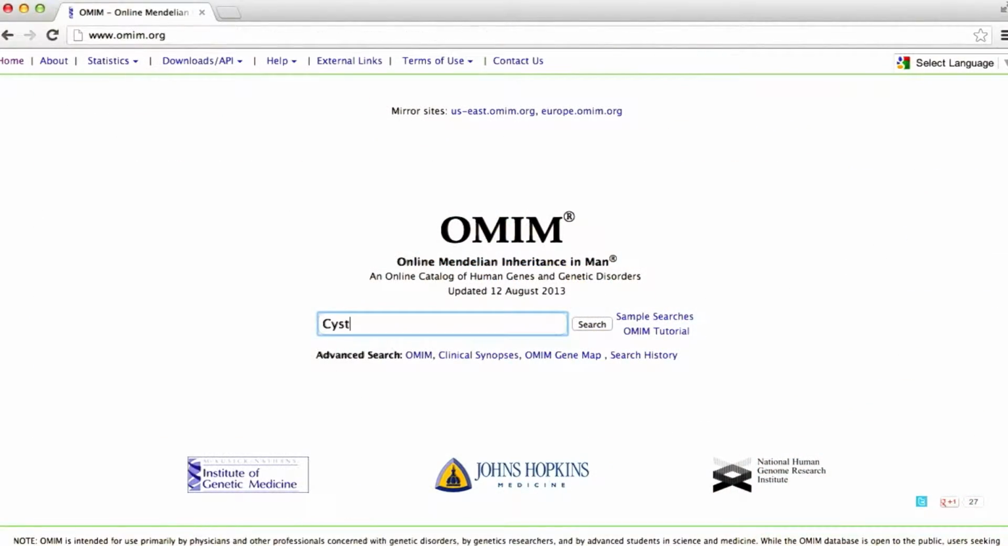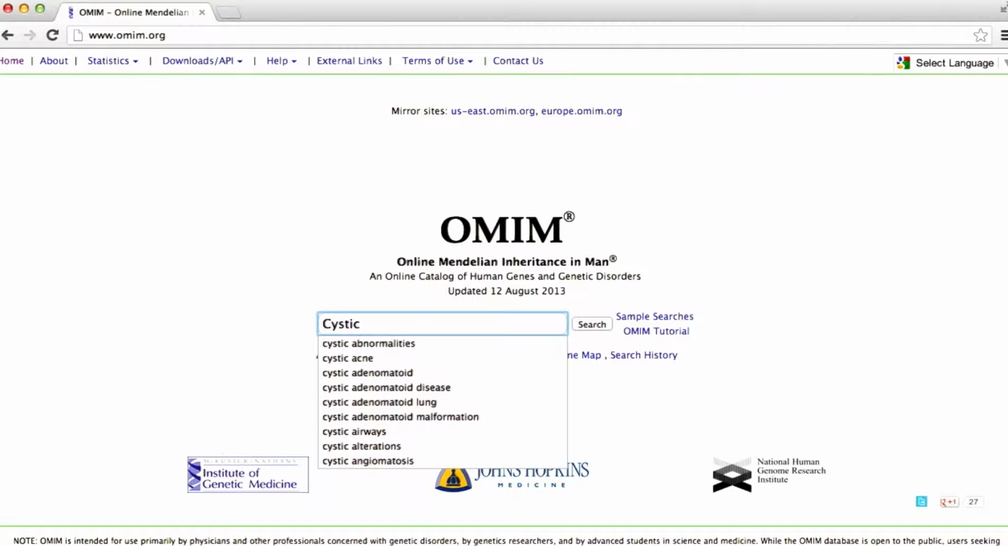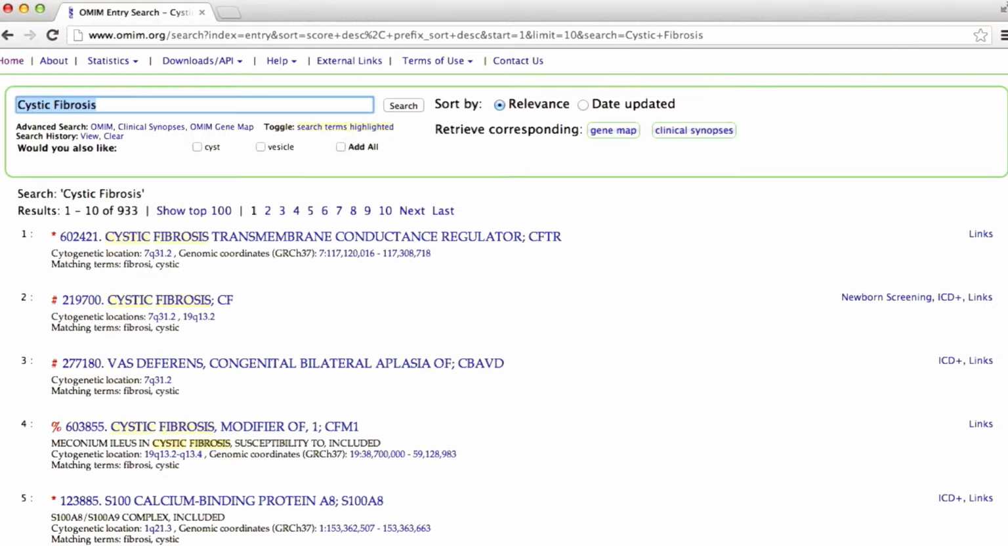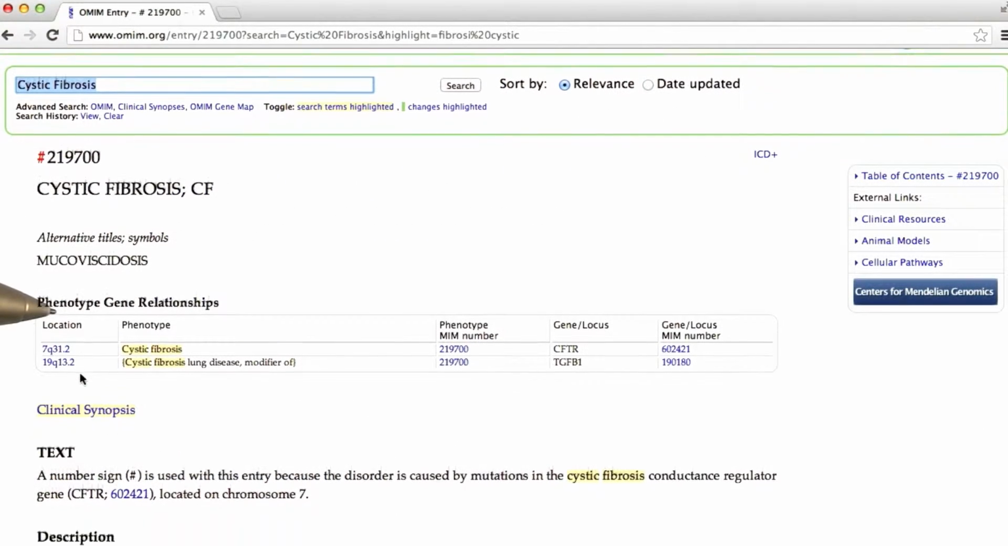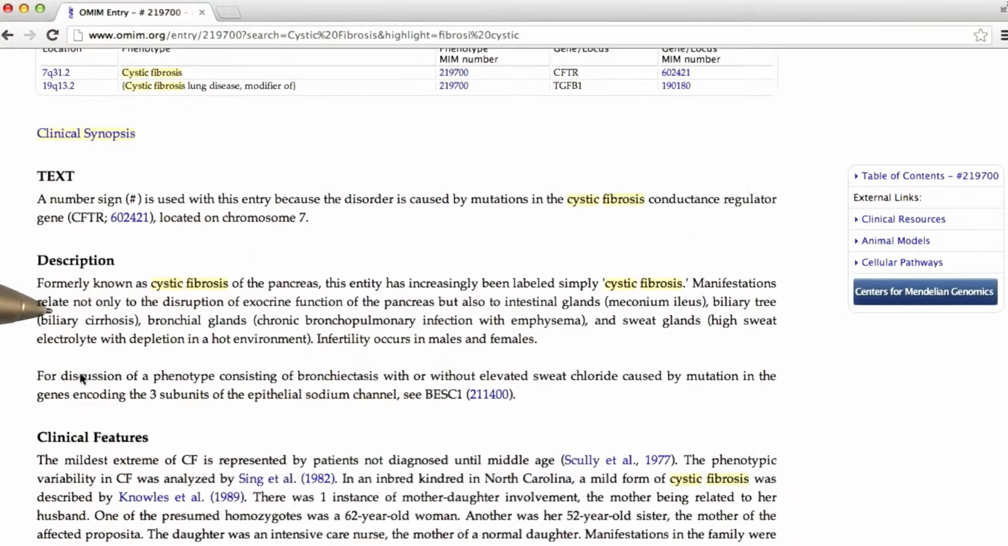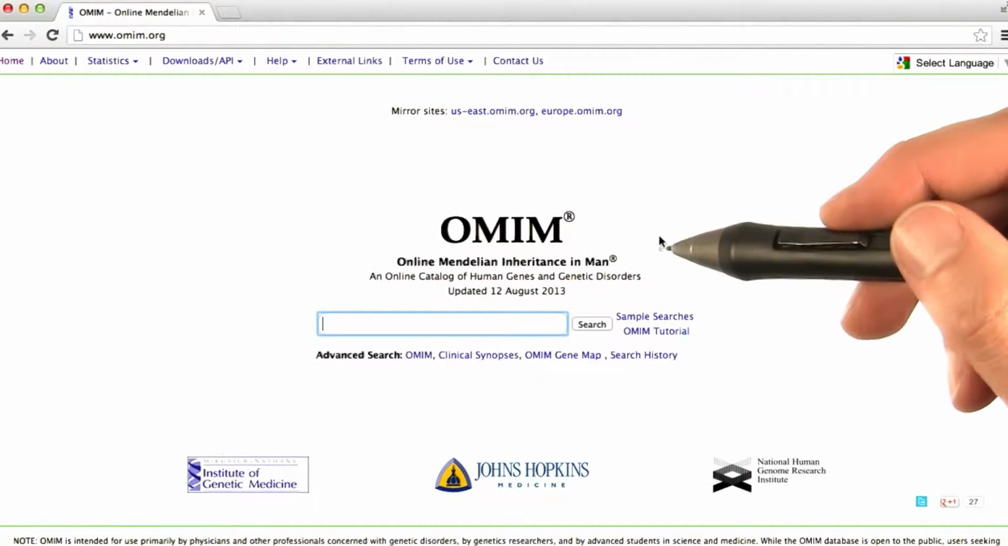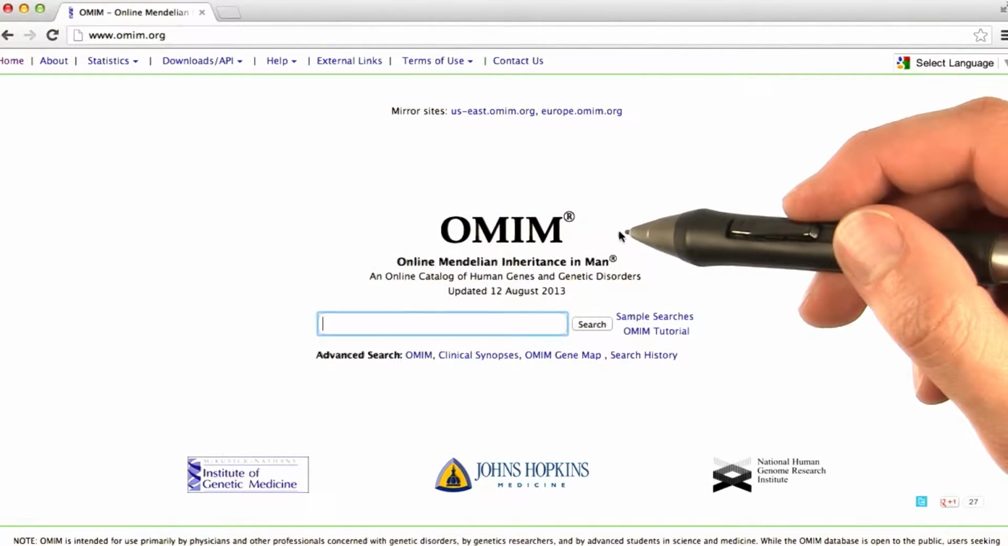So we could pick any disease that you know that has a genetic component, like cystic fibrosis. And you can search and find information about the disease, as well as the genetic variations that are known to cause it. If you're curious about other diseases, you should check them out in the OMIM database.